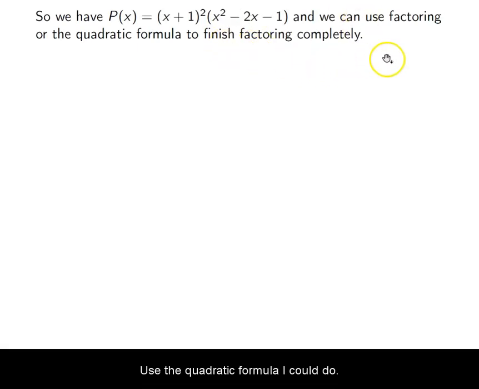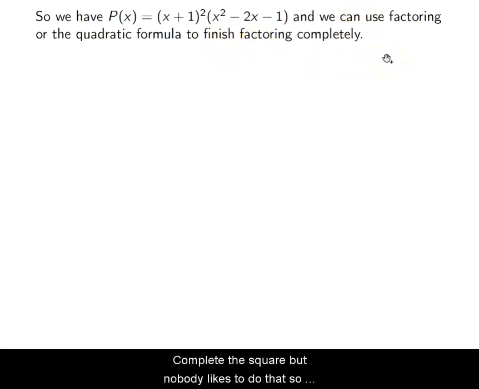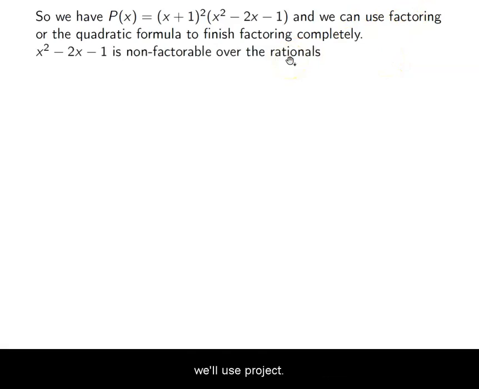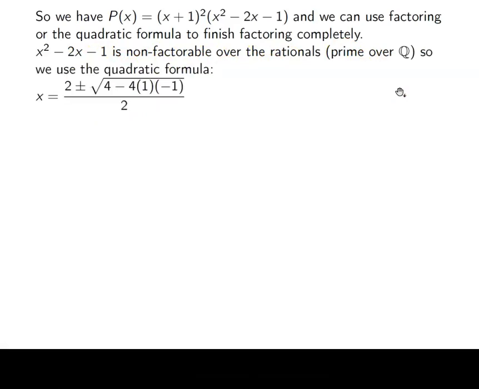I could complete the square, but nobody likes to do that. So we'll use the quadratic formula because this is non-factorable over the rationals, right? It's prime over Q. So we're going to use the quadratic formula. So we throw in minus b plus or minus square root of b squared minus 4ac over 2a. So this is going to be 4 plus 4, right? So this is going to be 2 plus or minus square root 8 over 2, okay?